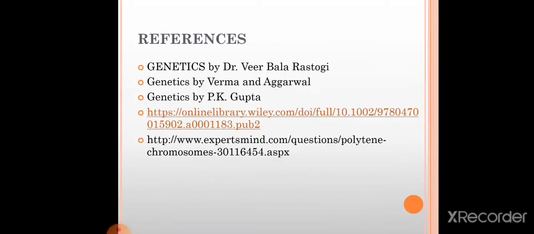You can refer to the following textbooks for further details. You can refer to Genetics by Veer Bala Rastogi, Textbook of Genetics by Verma and Agarwal, or you can also refer to the genetics textbook written by P.K. Gupta.